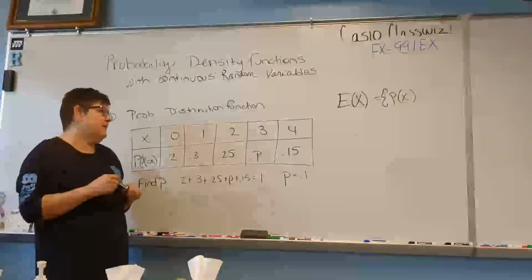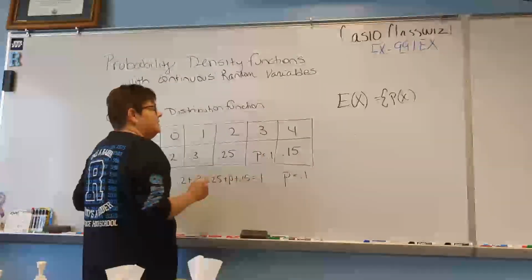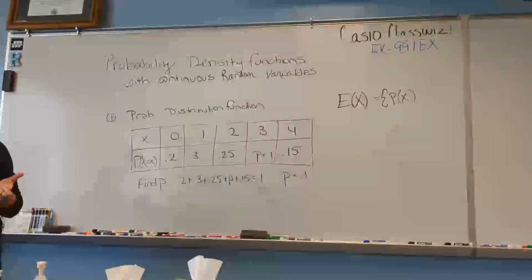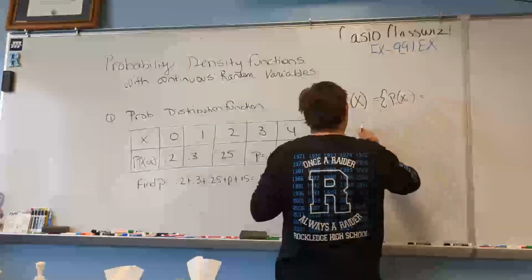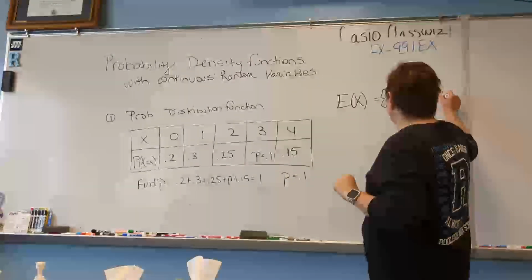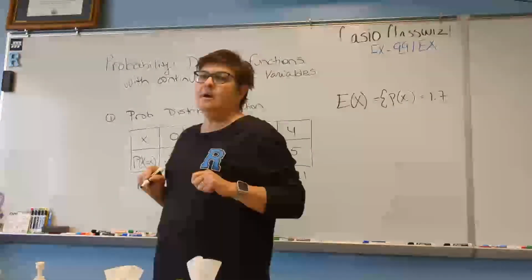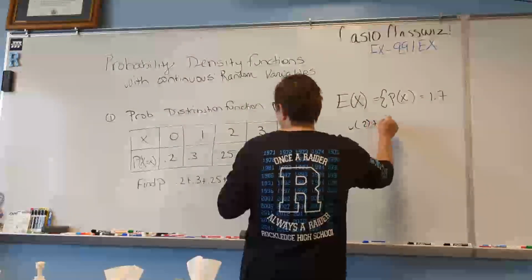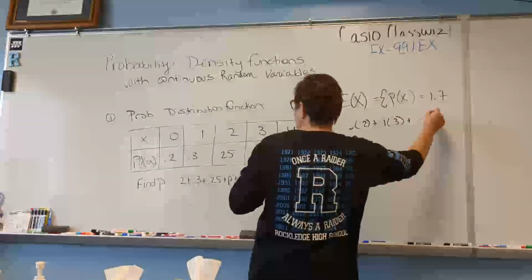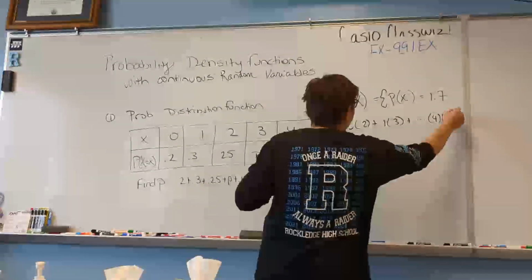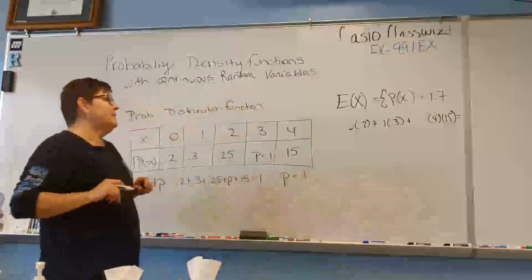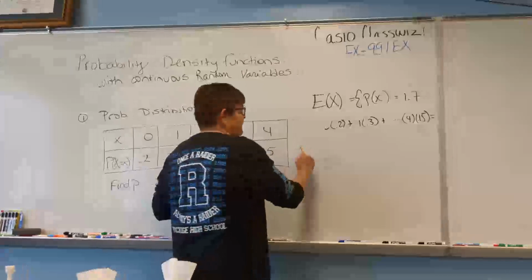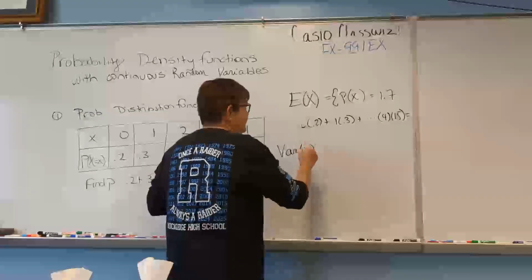So if you don't mind, go ahead and find your expected value. What did you say? 1.7. Okay, I think that's what I remember from last night. Any questions, comments, concerns, issues? So 0 times 0.2 plus 1 times 0.3 plus, 4 times 0.15. Okay. Now, also, a review from the past is to find the variance of x.